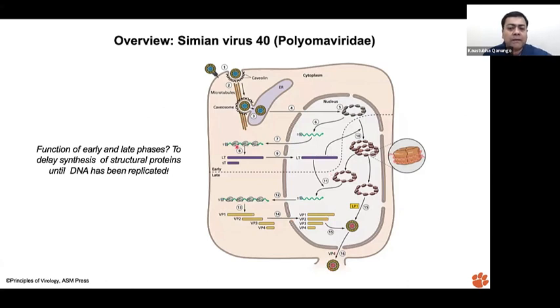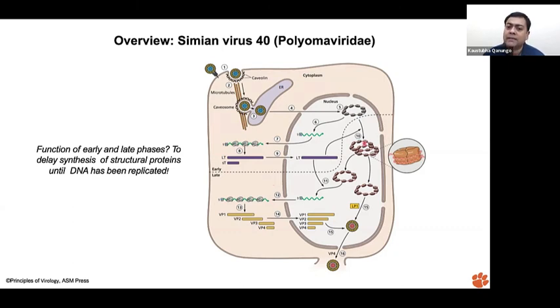So you can easily see the first step, which is the early phase, synthesizes the regulatory proteins, whereas the late phase synthesizes the structural proteins. Unless you replicate the genome, there is no need for synthesizing these structural proteins, because without the genome, you cannot package anything. Or your question could be, what happens if you produce these proteins at the very first stage along with that? Yeah, of course, that can happen as well.